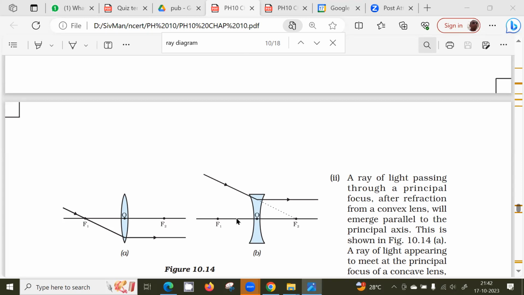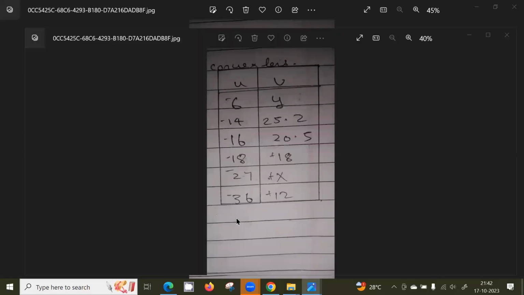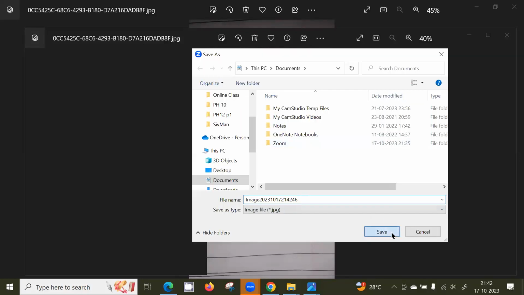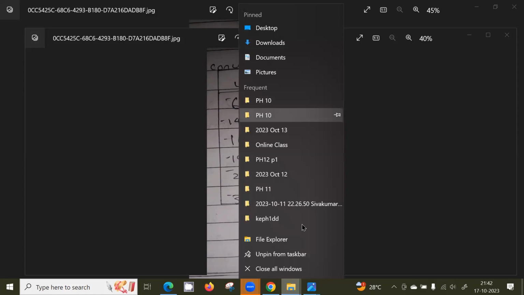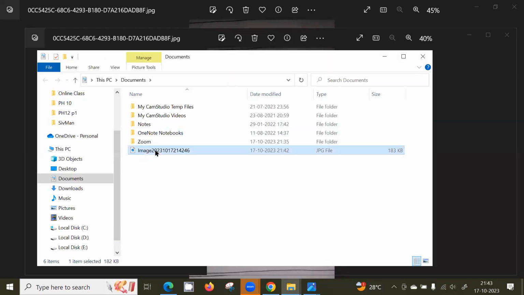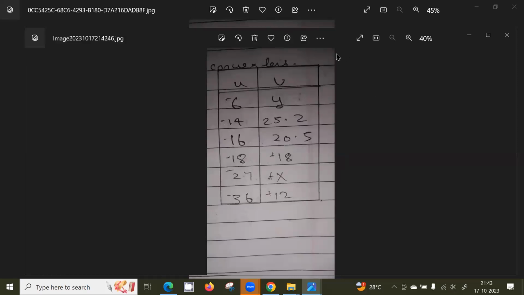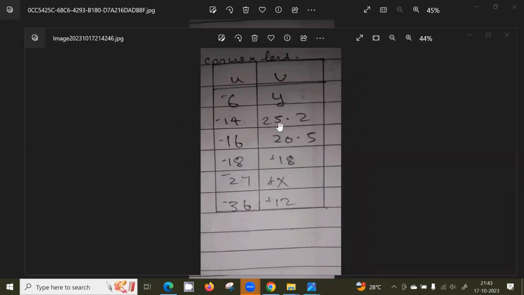Sir, that image they have given, by using that they are asking us to find the focal length of convex lens. They have given many information, sir. How can we find the focal length? You don't need everything. Just one set of u and v will give you the focal length.